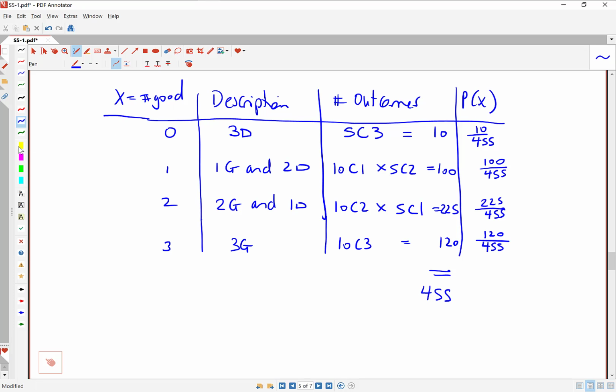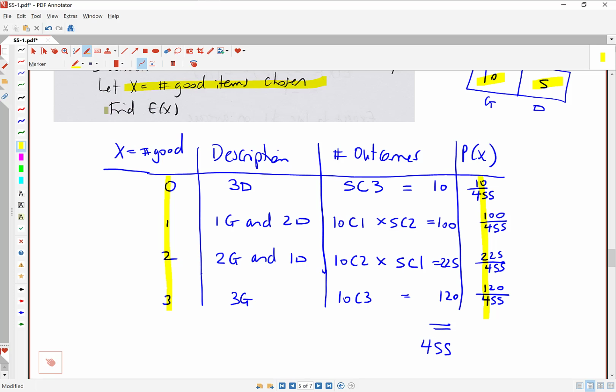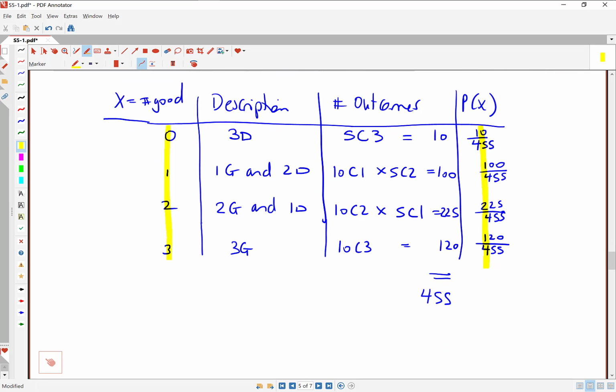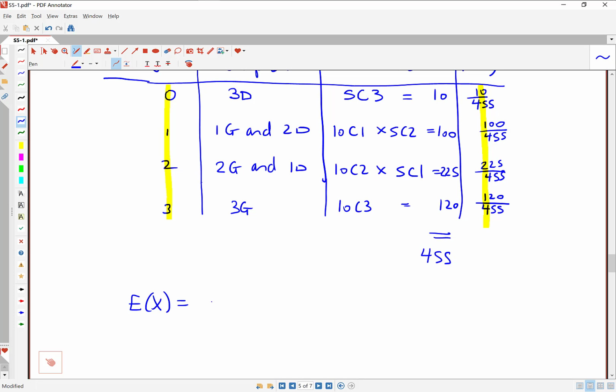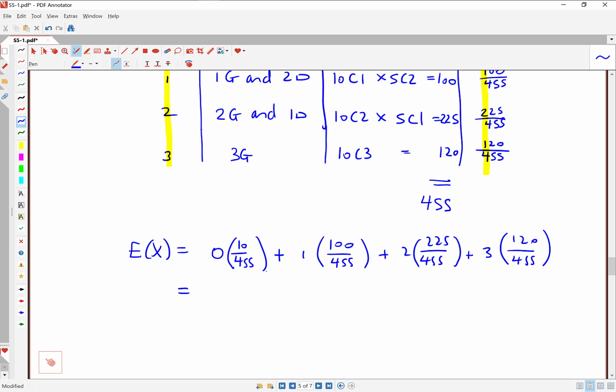So now we've got all the information we need, which is we've got our X values and we've got our probabilities. So at this point, those are the only two columns that we care about. So I'll just keep those highlighted. And remember, the question was to find E of X. So let's break out our formula for E of X. What we're supposed to do is take each X value and multiply it by its probability. So we're going to go 0 times 10 over 455, and we're just going to add up all the terms like that. So if you put this into your calculator, this is very satisfying, it comes out to a very nice round number, it comes out to 2.